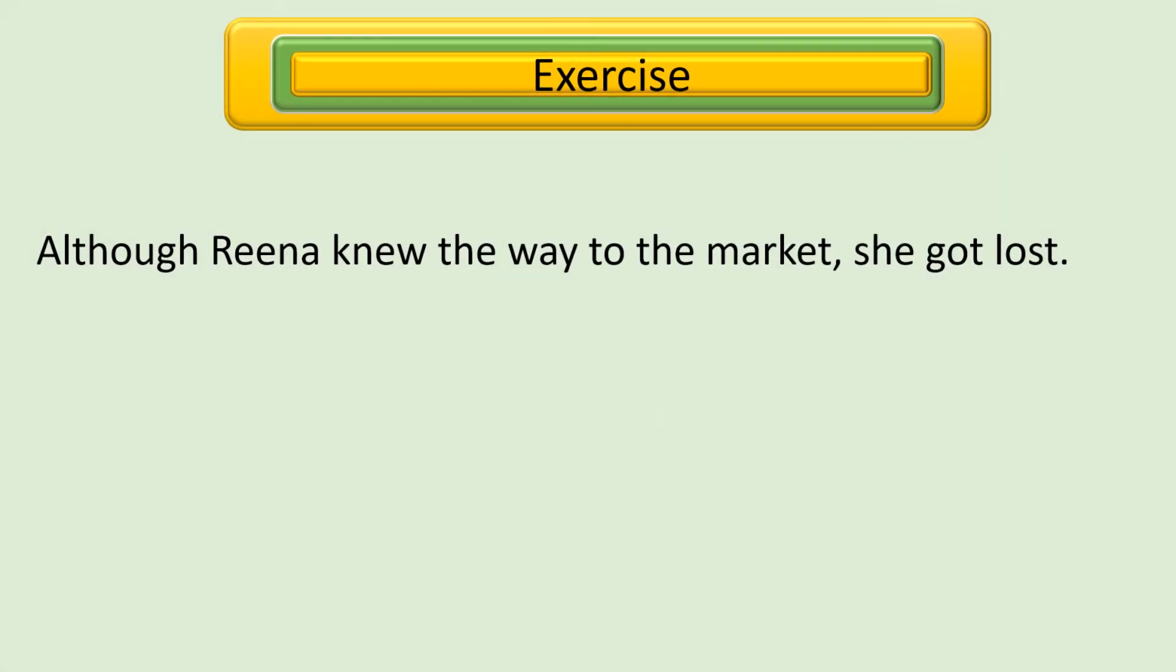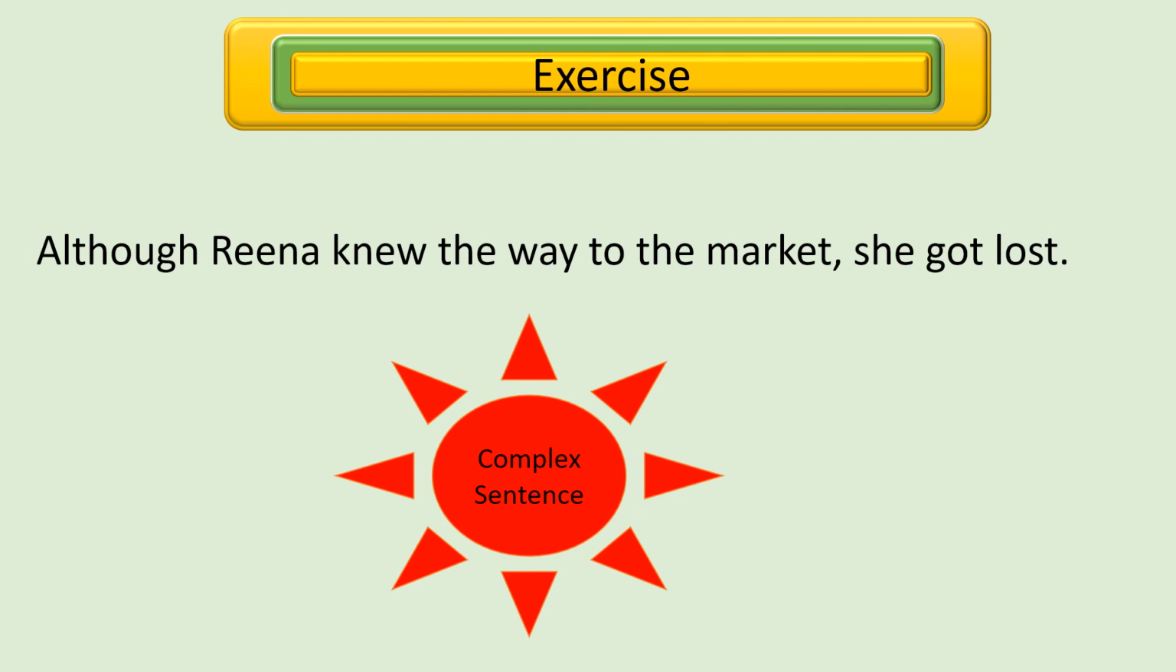Although Rina knew the way to the market, she got lost. A hint: she got lost is a complete idea. Although Rina knew the way to the market, I don't know what happened. So your timer starts now. Tick tick 1, tick tick 2, tick tick 3. It is a complex sentence. Very good.